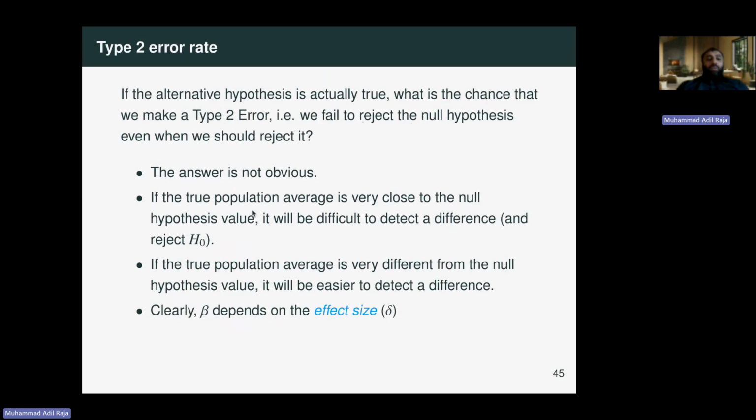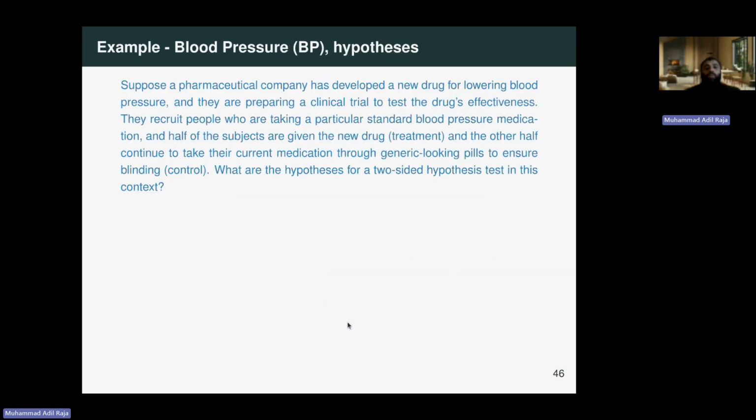The answer is not obvious. If the true population average is very close to the null hypothesis value, it will be difficult to detect a difference and reject the null hypothesis. If the true population average is very different from the null hypothesis value, it will be easier for us to detect a difference. So clearly beta depends on the effect size. What is the effect size? I will explain that to you in just a couple of slides as well, what it really means to say what an effect size is. Okay, and I can maybe explain it to you using this example.